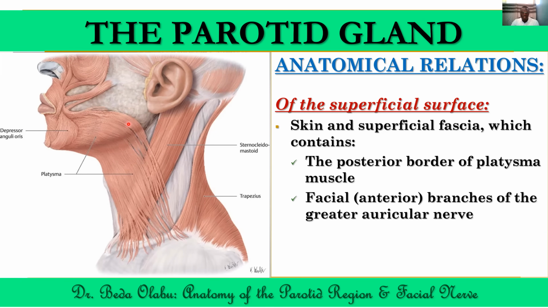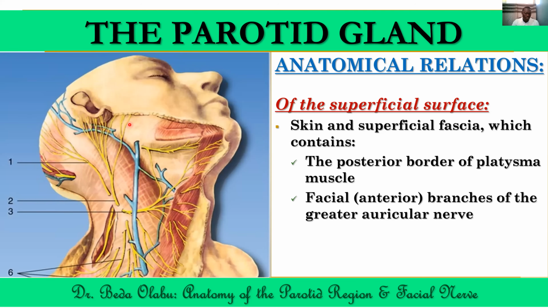We also have the facial branches of the greater auricular nerve. So the greater auricular nerve supplies this region. So the facial or the anterior branch of the greater auricular nerve are branches that are over the superficial surface. As you can see here, that's the greater auricular nerve. So we have the facial branches there. And of course, we expect some superficial lymph nodes there. We can call them preauricular nodes. They're usually just anterior there.